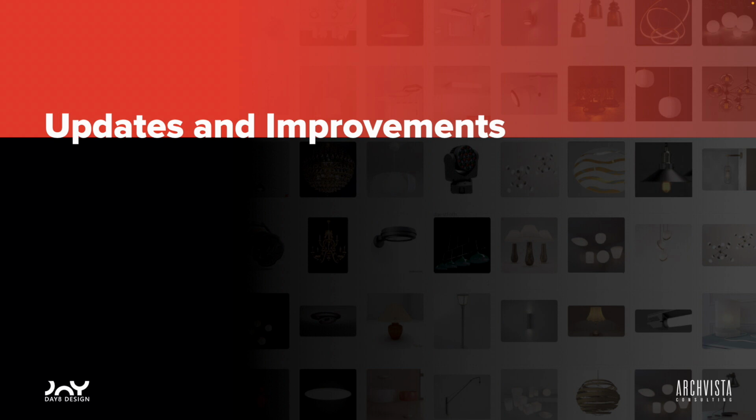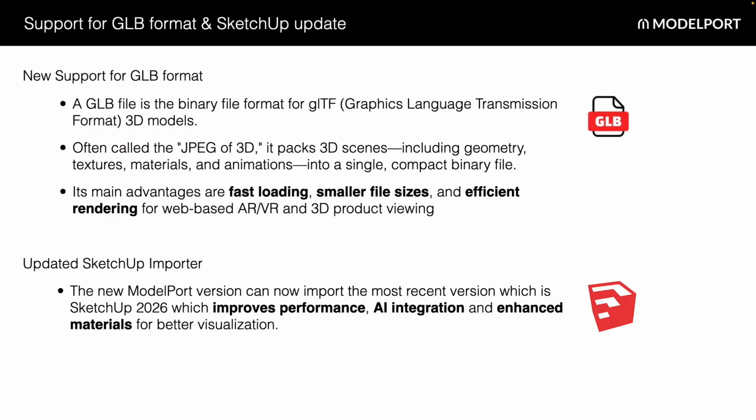And then we have a couple of additional updates and improvements to this new release. We also now support the GLB format. This is the graphics language transmission format, kind of the JPEG of 3D models, as a lot of people call this format. In essence, it's a faster loading, smaller file size, and a much more efficient rendering, particularly for AR, VR, and also 3D product viewing. Some manufacturers are using this on their websites now as well. We also updated the SketchUp importer to the SketchUp 2026 format, which improves its performance, its AI integration, and also its enhanced materials for better visualization.